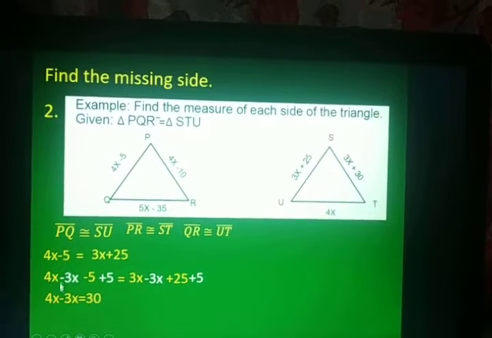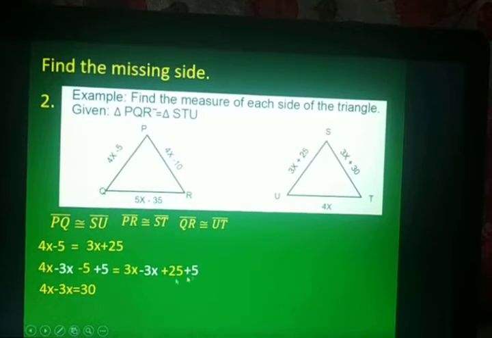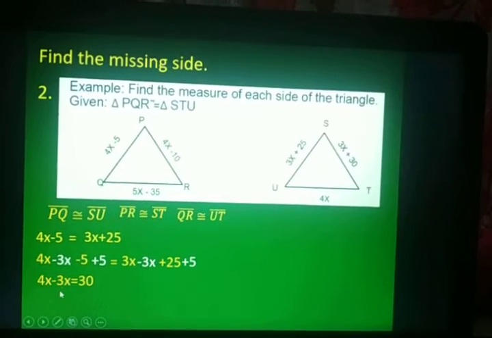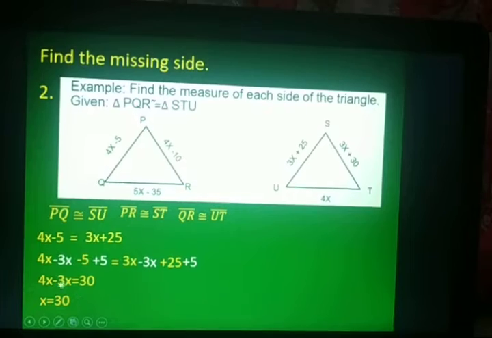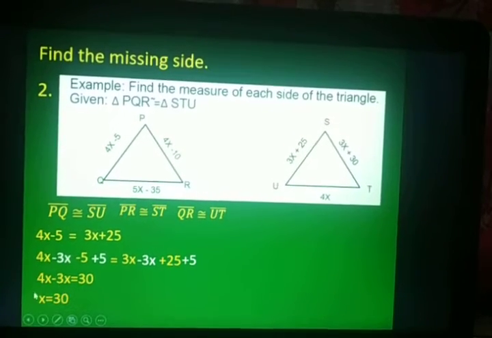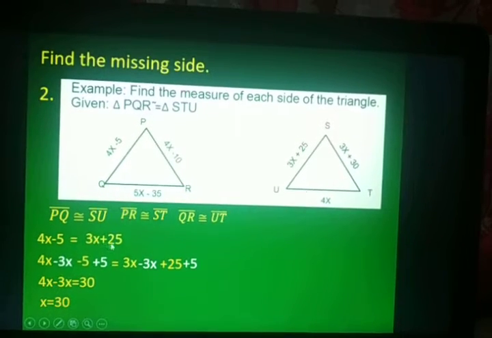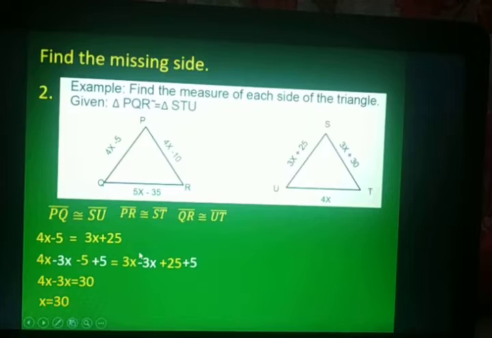We got 4x minus 3x, copy there, and then 0, that's 0 already. 25 plus 5 is 30. So, 4x minus 3x is x equals 30. So, the x here is 30. That is the x only. So, we need to substitute 30 to our 4x minus 5 and 3x plus 25. Note that they should be equal.